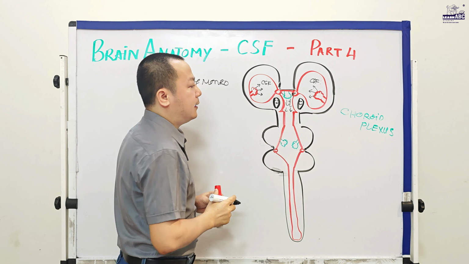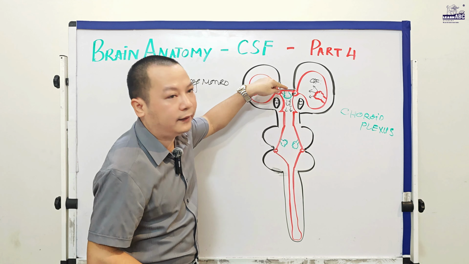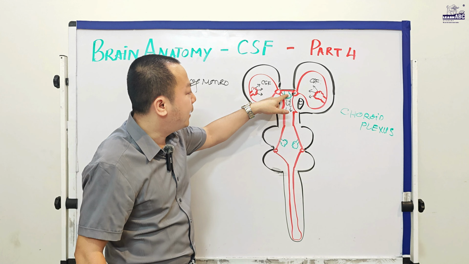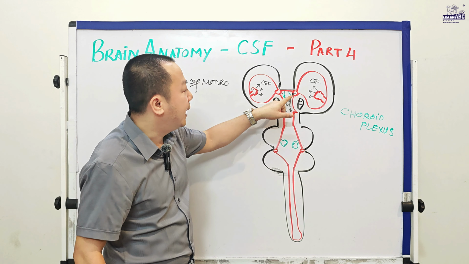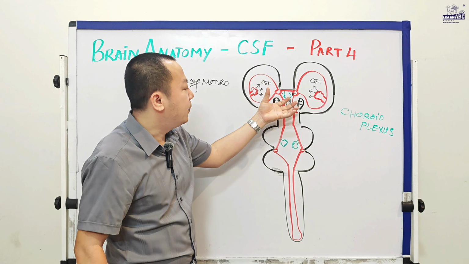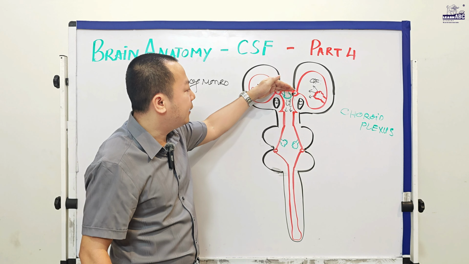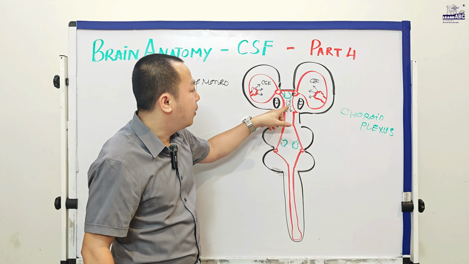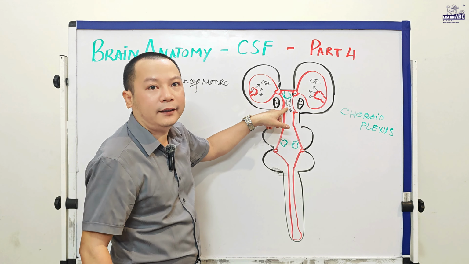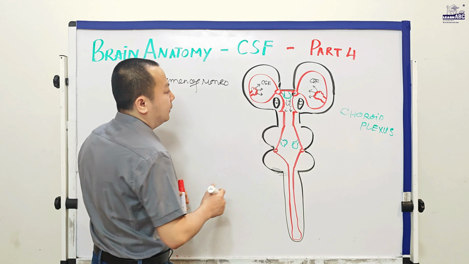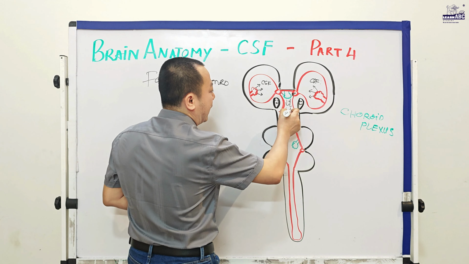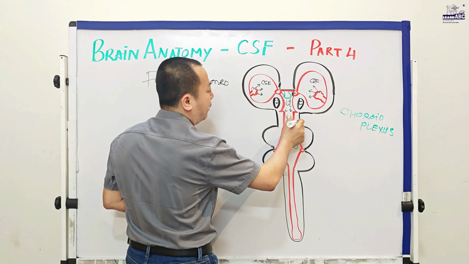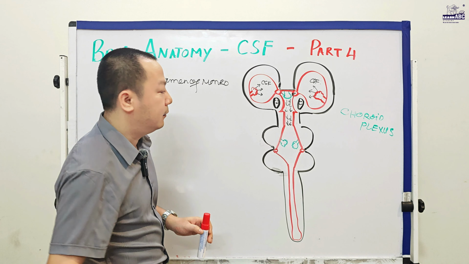And here you also see that on the roof of the third ventricle, we also have the choroid plexus. This choroid plexus also produces the CSF. The choroid plexus at the roof of the third ventricle adds to it, and then more CSF is produced in the third ventricle, right? And now CSF starts moving to this duct we call the cerebral aqueduct, right?